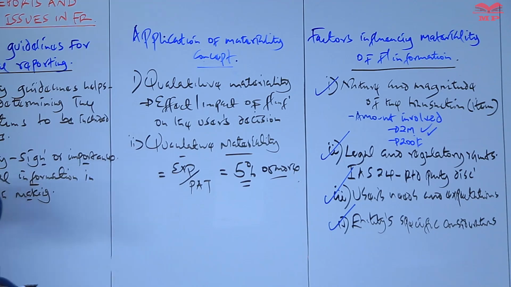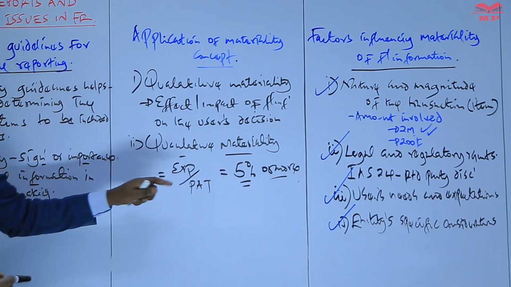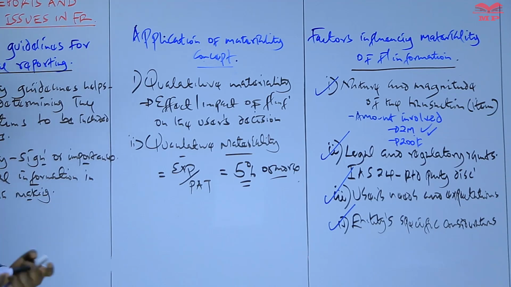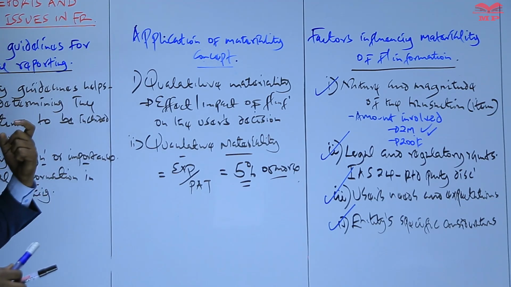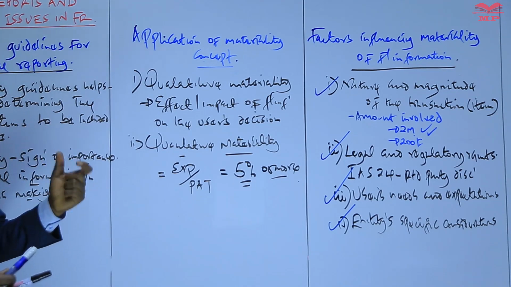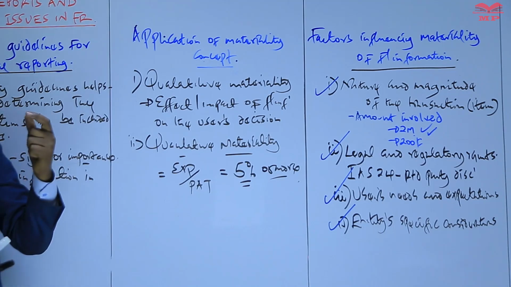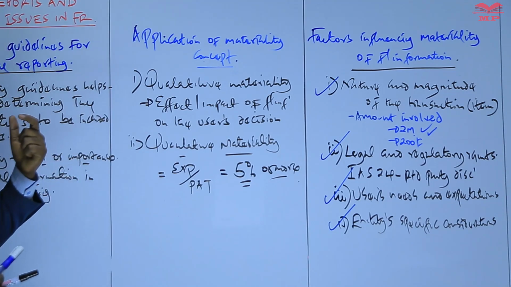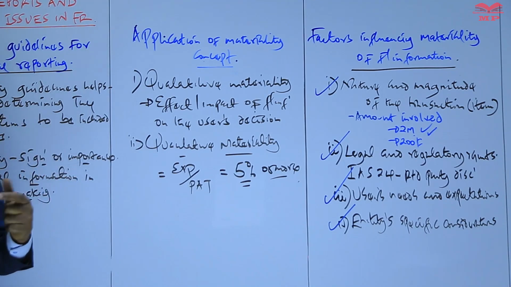But if the percentage gotten is less than 5%, then that expense may be deemed to be immaterial. So when we talk about quantitative materiality, this entails determining the materiality of an item, or financial information, by expressing it as a percentage of a key financial metric within the company's financial statement.